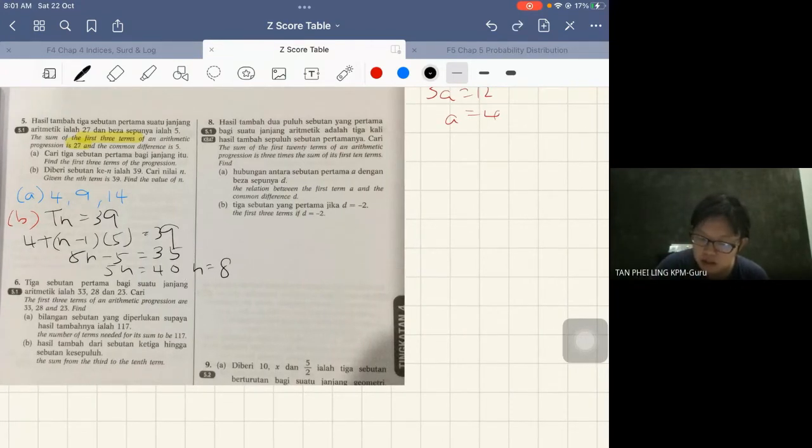Okay, so number 8, let me do it here. They said that the sum of the first 20 terms of an arithmetic progression is 3 times the sum of the first 10 terms. Okay, so read the question again just in case that we interpret wrongly. Okay, the sum, I highlight.